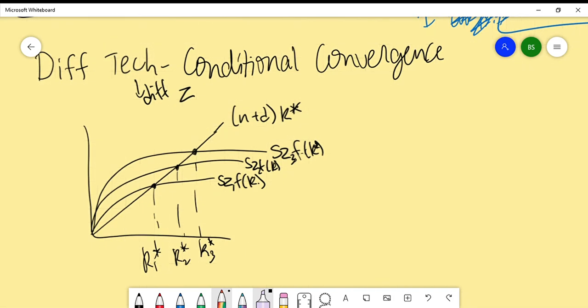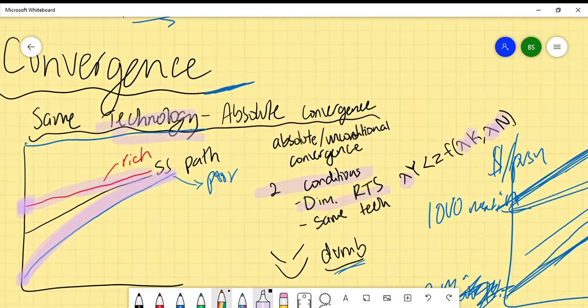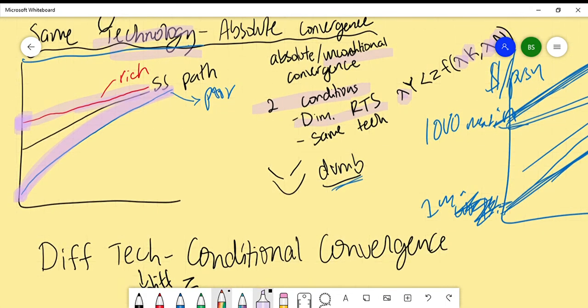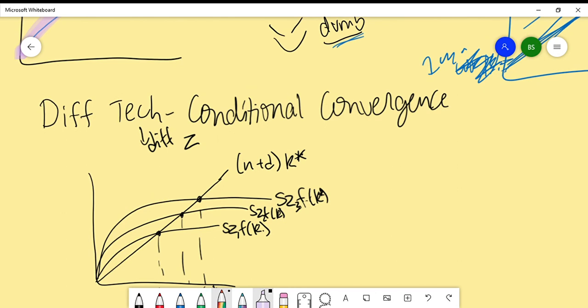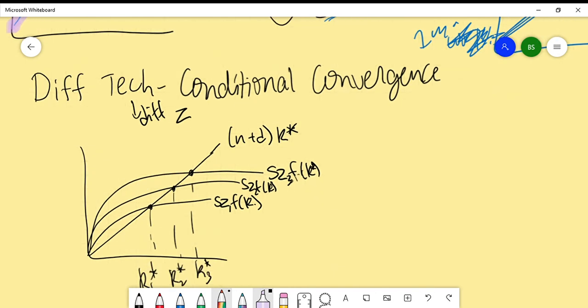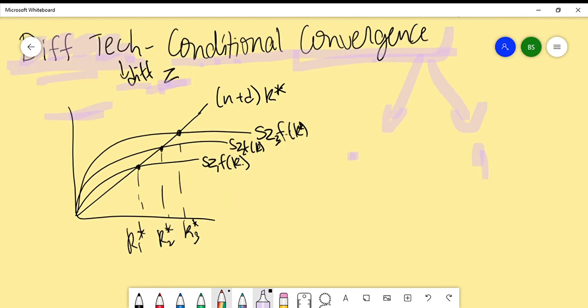Now, this convergence is called absolute convergence or unconditional convergence, because it's kind of dumb. In real life, countries have different levels of technology, right? Technology is the letter Z, so they have different Z's. If they have different technology, we'll be using conditional convergence. There are two types: unconditional or absolute, and conditional, which is the one with different technology. This basically says that if there's different technology, they will not be able to catch up. They will not meet at the same steady state.